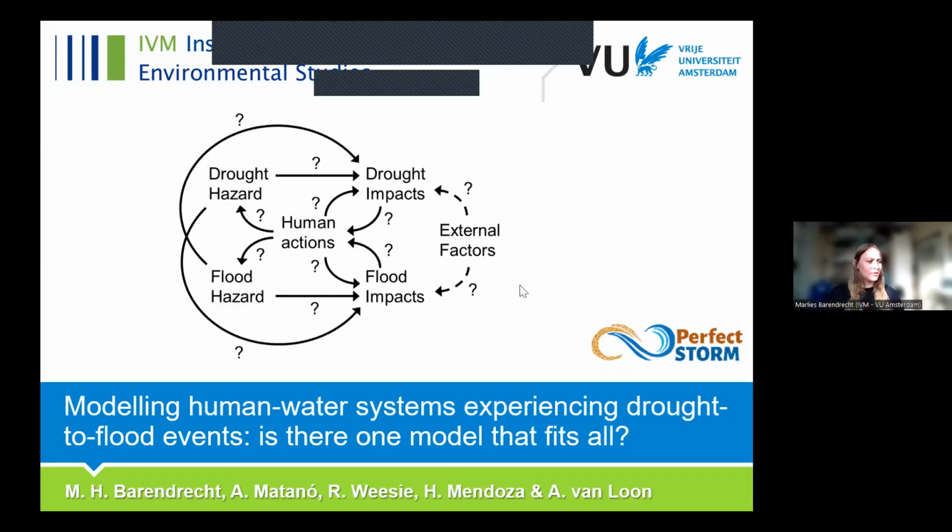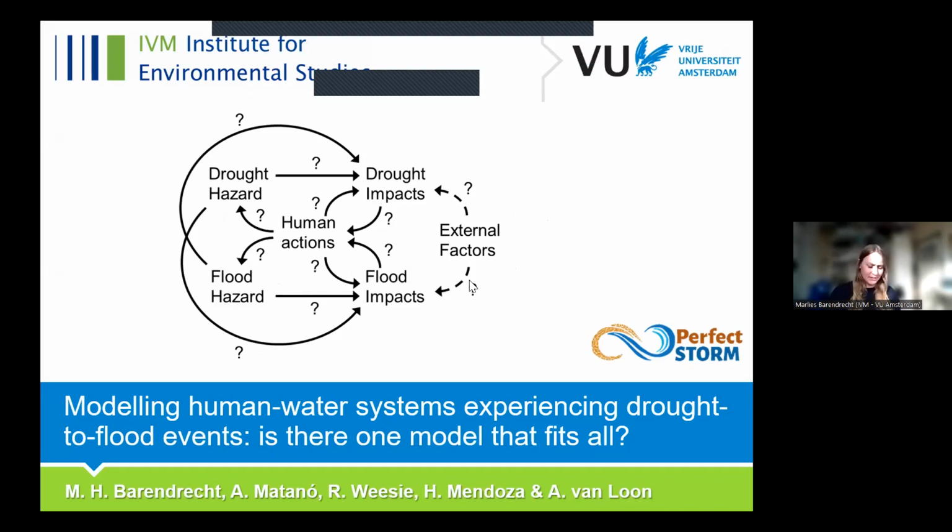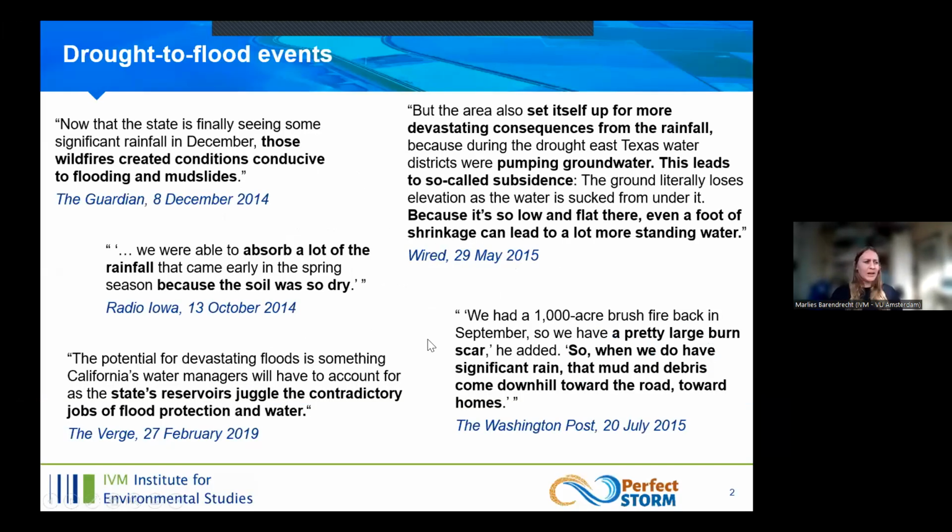So I'm going to talk about drought-to-flood events, something that I'm studying together with some colleagues. First, some examples of why this is important. With drought-to-flood events, we are talking about droughts that are ended or followed within a short time frame by a flood. There are some cases, for example, of droughts leading to wildfires, which then, when there's a flood, can lead to a lot of mudslides.